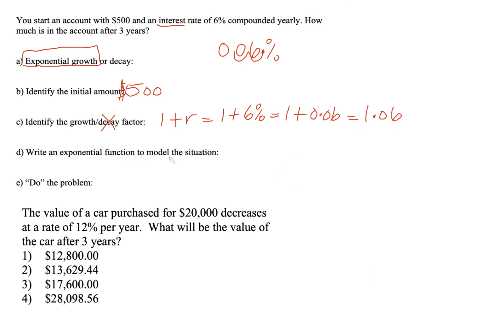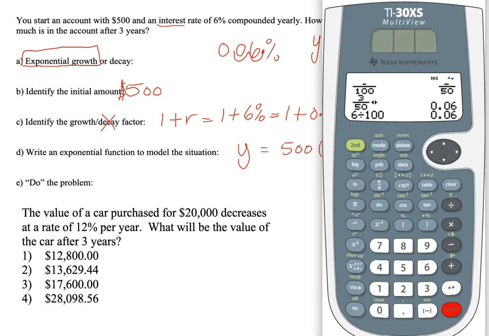Now we have to write the exponential function. Remember the original function, and this is not given to you on the reference sheet, is y equals a times 1 plus or minus r raised to the power of t. So y equals, our initial value is 500. Our growth rate is 1.06. And our time is 3 years. And they want us to do the math. This will be on the calculator section because this is a lot of multiplication. And remember, the TASC test is timed.